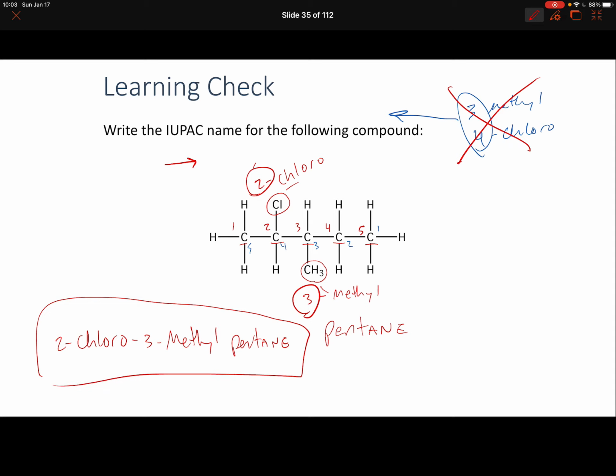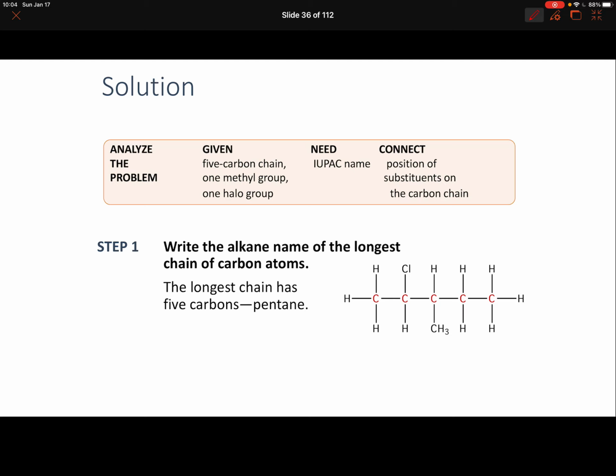This name tells you how many carbons are in the chain, which carbons have substituents, and what those substituents are. If you had said 3-methyl, 2-chloropentane, somebody would have drawn the same structure, but you would have gotten it incorrect in that you didn't alphabetize your substituents.